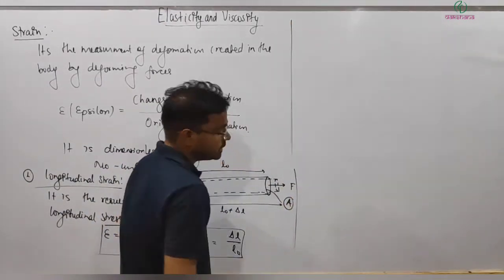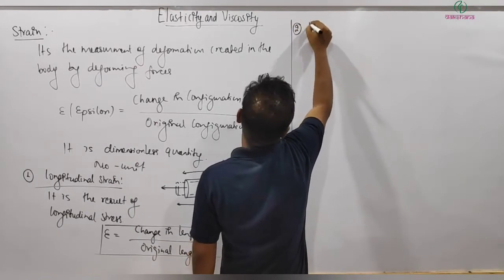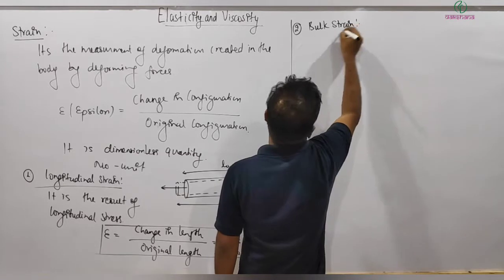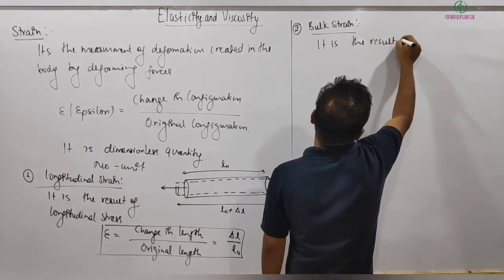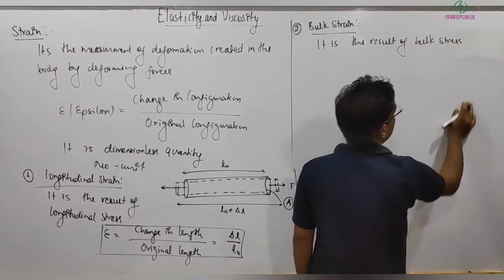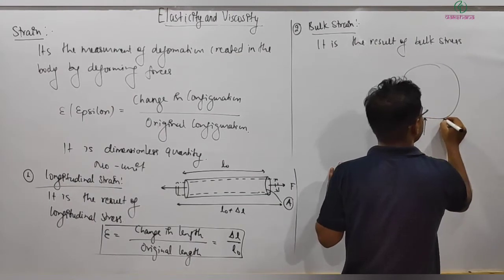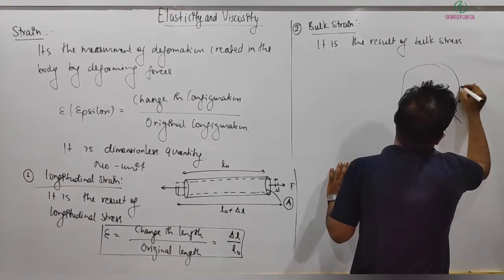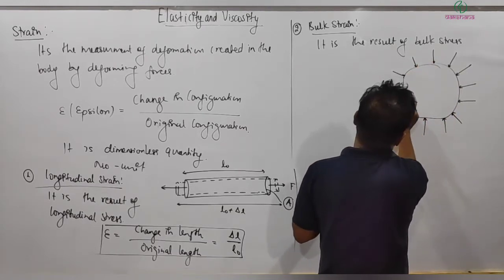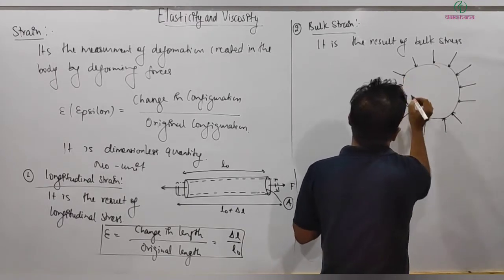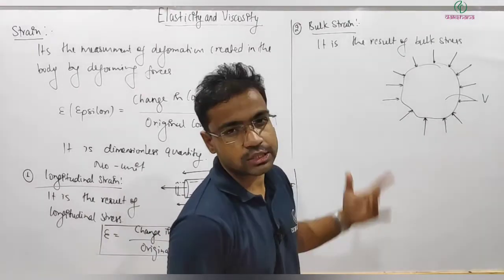So similarly we can define different types, like bulk strain and shear strain also. So next is bulk strain. Exactly in the same manner, it is the result of bulk stress or pressure stress. In this situation, this is some rigid body on which bulk stress is being applied, and bulk stress will simply be equal to pressure. Due to bulk stress, what change normally happens is the change in volume.